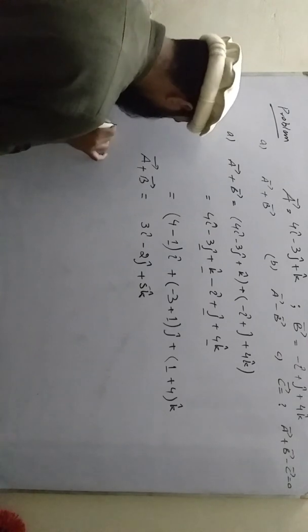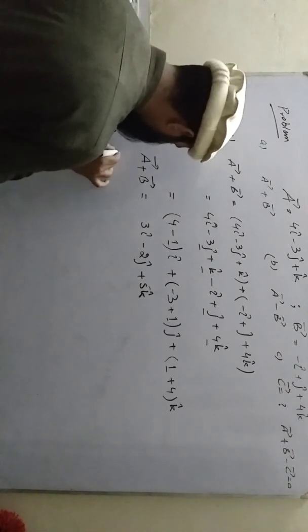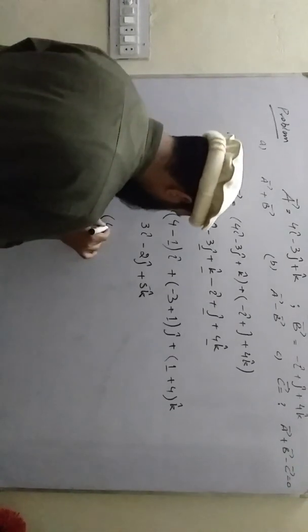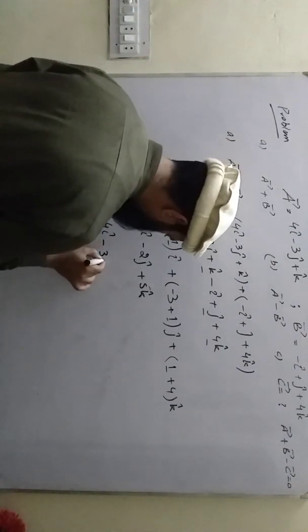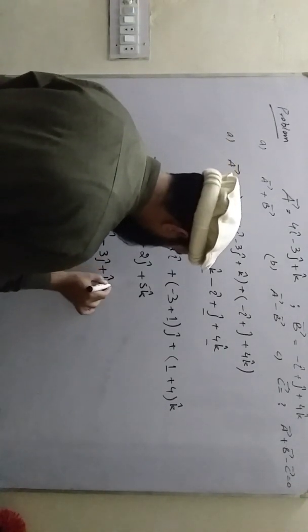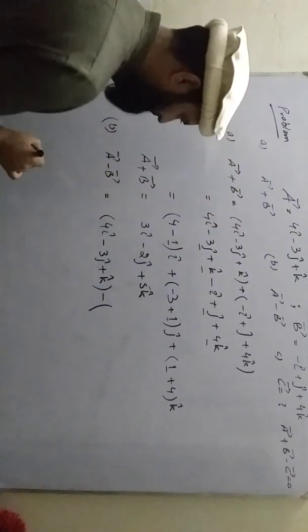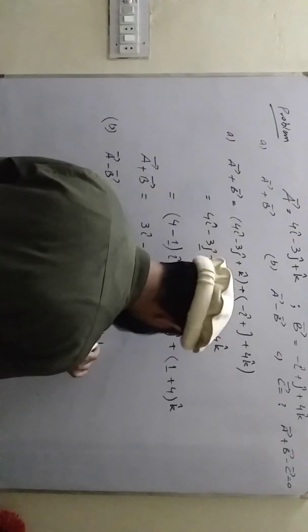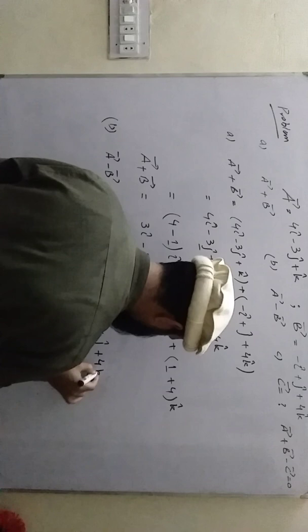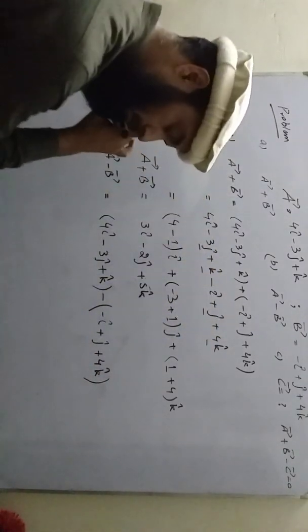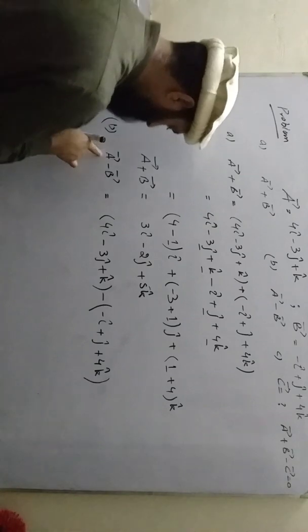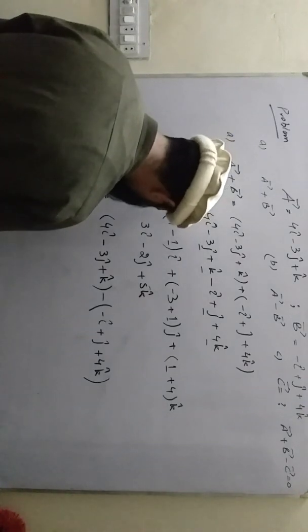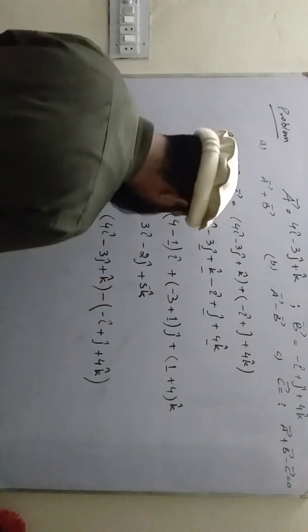Next part B, A minus B. Again we put the value of vector A, 4i minus 3j plus k, then the minus sign, and after minus we put the value of vector B, minus i plus j plus 4k. Keep in mind, firstly we put the value of vector A and then after minus we put the value of B. Don't change this order.